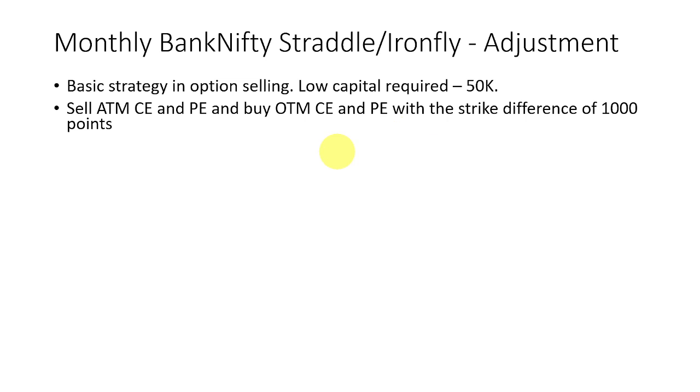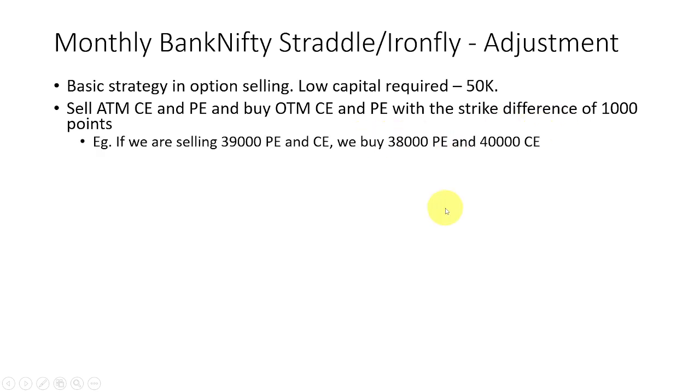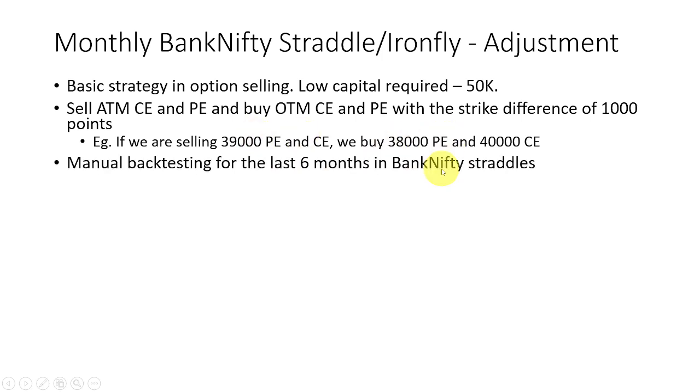Here what we are going to do is sell an ATM call and put, and buy an OTM call and put with a strike price difference of 1000 points from where we have sold. For example, if you are selling 39,000 PE and CE, we will be buying a 38,000 put and a 40,000 call for protection, which makes the straddle into an iron fly.